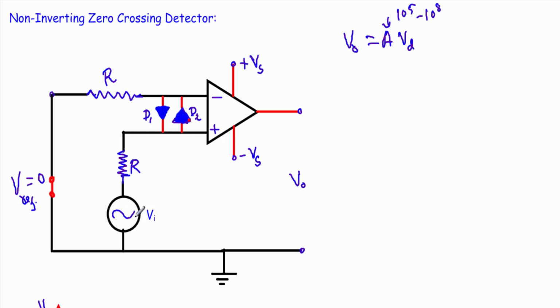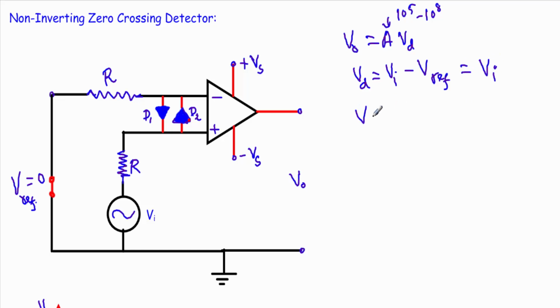Now see, we are applying the input voltage at the non-inverting terminal, therefore it is a non-inverting zero crossing detector, because the inverting terminal is directly grounded, so its reference voltage is equal to 0. Here the input voltage difference Vd equals input voltage minus reference voltage, and the reference is 0, so Vd equals Vi.